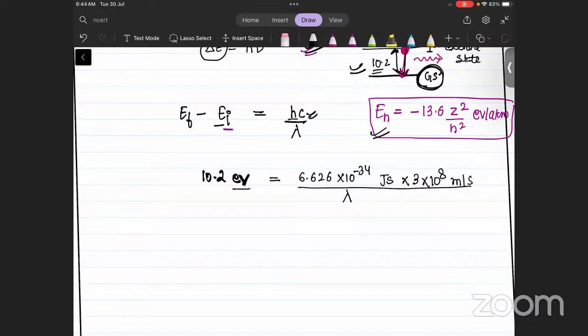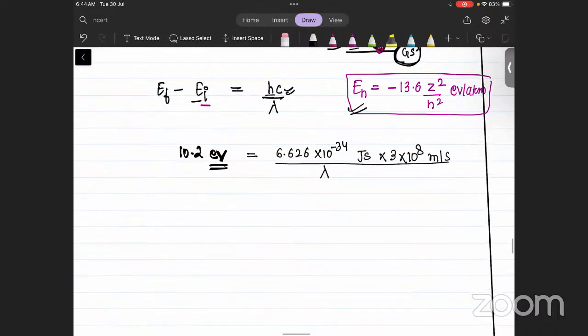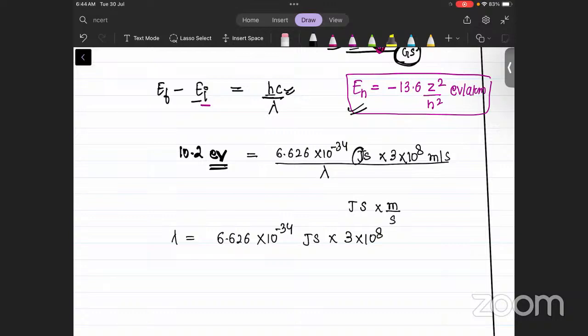Now again here I'll have to get the energy in joule, right? Because here I am having joule. So anyways, here I have joule second and here I have meter per second, right? That's what I have got. So lambda will be 6.626 into 10 raised to the power minus 34 joule second into 3 into 10 raised to the power 8 meter per second, divided by 10.2 electron volt.